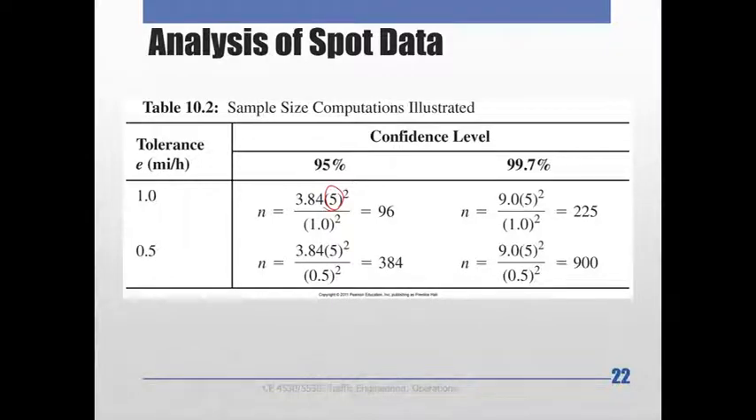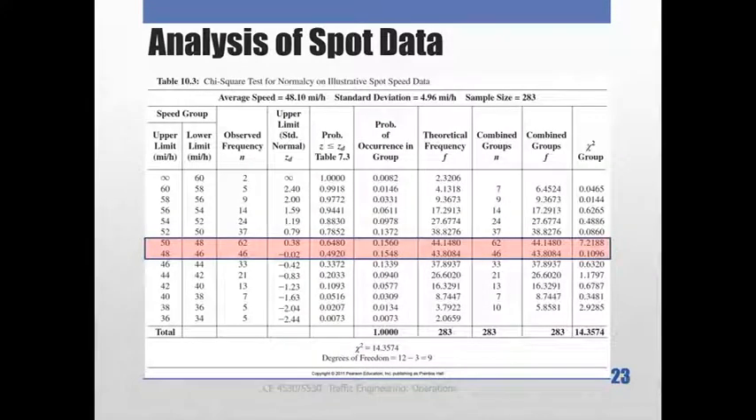Now I'm trying to see at a tolerance of 1 mile per hour at 95% confidence, what would be my sample size? So I'm saying that n equals 1.96 squared multiplied by the standard deviation squared divided by the tolerance squared. You need 96 observations. Or if I need to push this with a better tolerance of 0.5 miles per hour, you need about 384. In this example, we have only 283 observations.